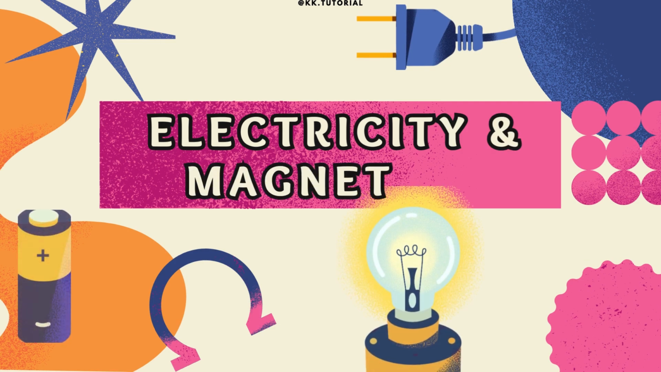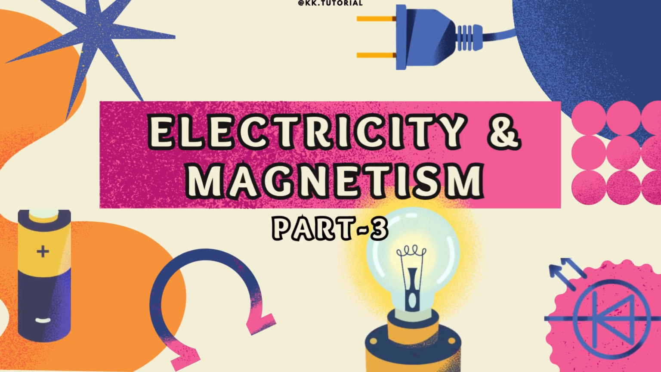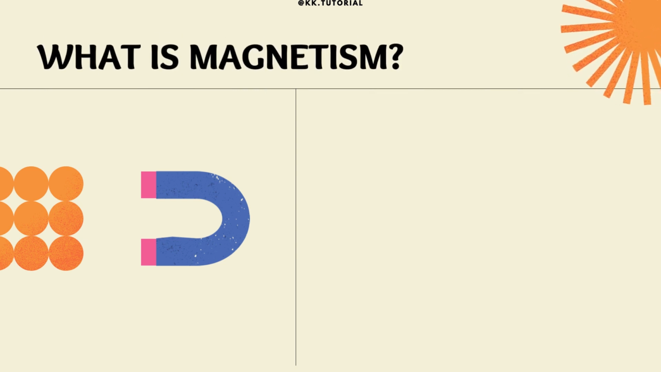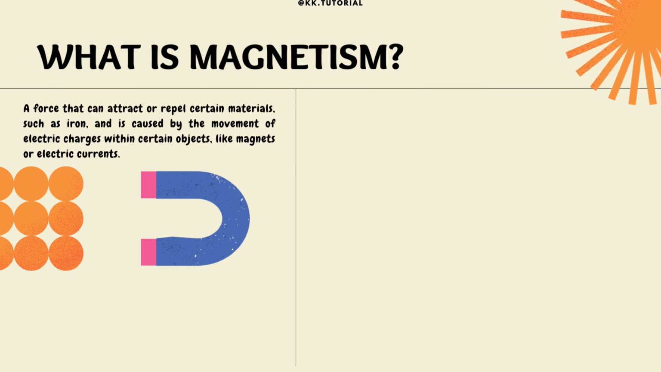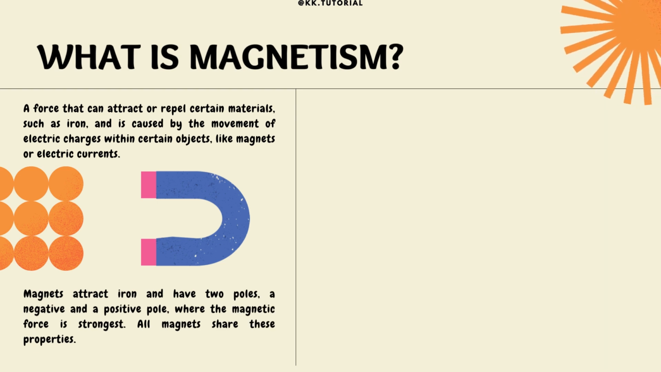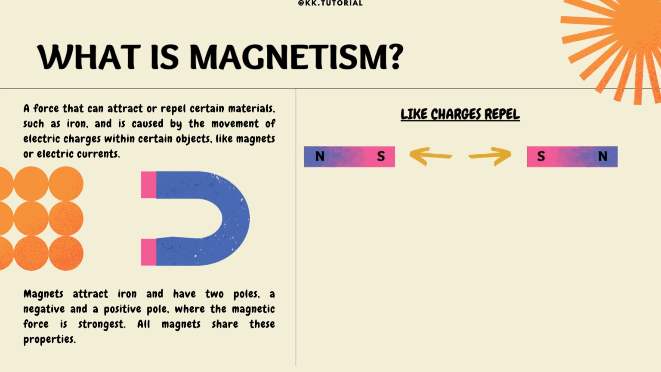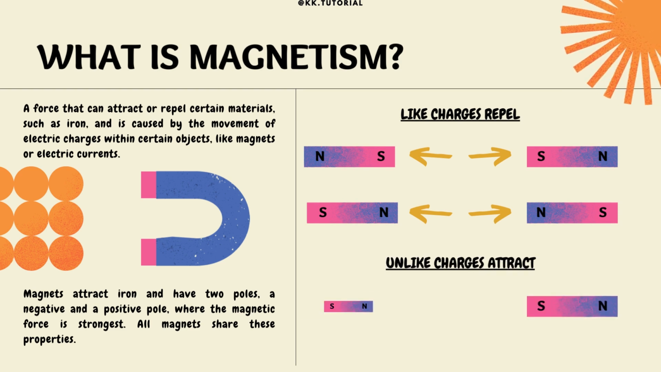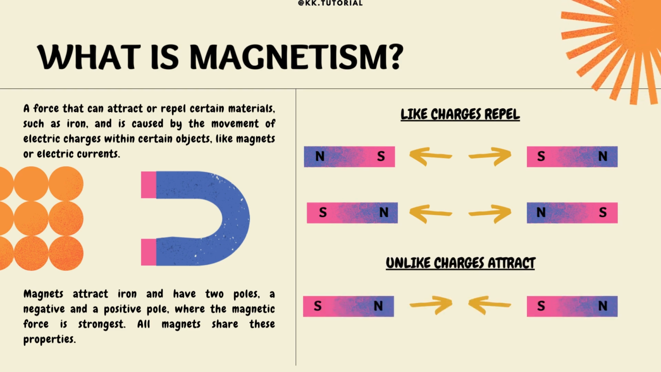Today we will study the remaining topic of electricity and magnetism. My dear students, today we will study about magnetism. So students, magnetism is a force which has the ability to attract or repel materials such as iron. A magnet has two poles, a negative and a positive pole, where the magnetic force is strongest. In magnetism, like poles such as south and south, north and north repel each other, whereas unlike poles such as south and north attract each other.